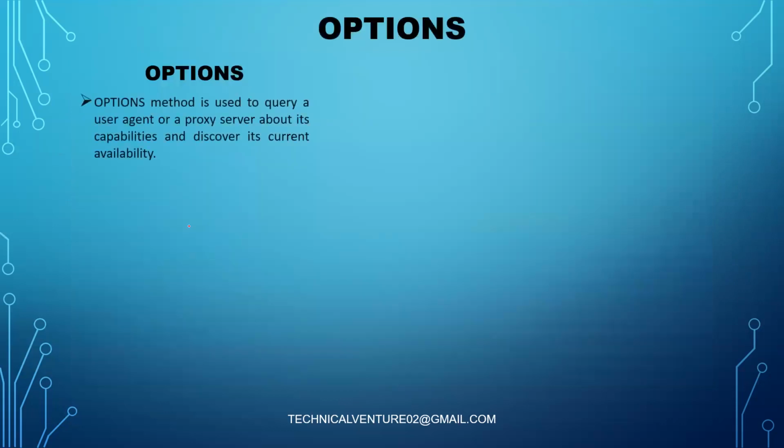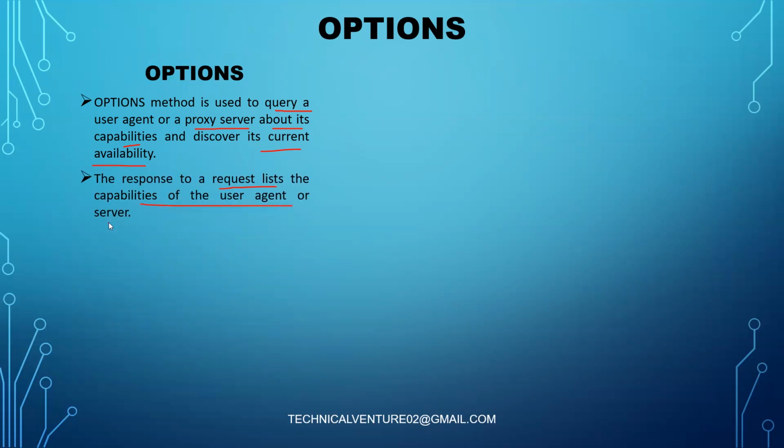Then we have the next method, that is options. So it says the options method is used to query a user agent or a proxy server about its capabilities and discover its current availability, right? So if you want to query another server or maybe another proxy server or a user agent about what codecs you are going to use, which port number, whether audio, video, all these things, then you can send an options message. The response to a request lists the capabilities of the user agent or server.